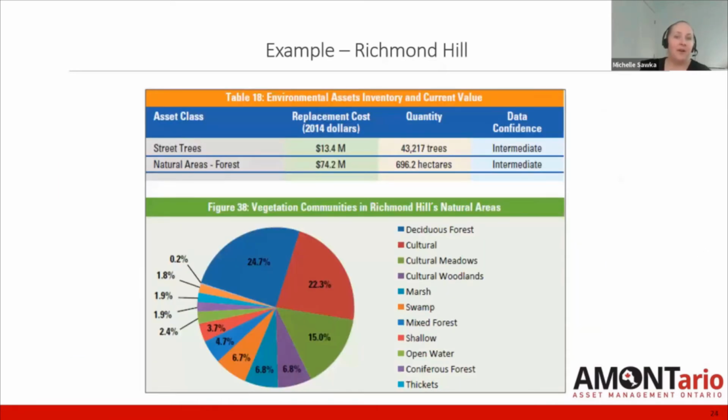Here's an example from Richmond Hill, just north of Toronto. They have a category called environmental assets. In that class, they have street trees and their forested natural areas included in their asset management plan.